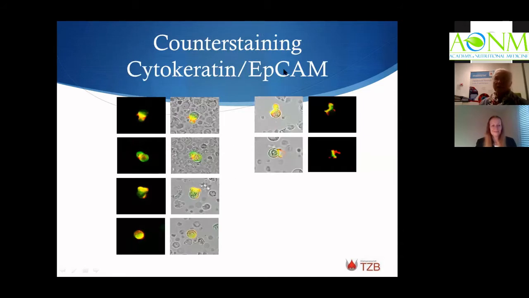We have also counterstained our detection method of EpCAM with a molecule called cytokeratin, which is used by many others. But the disadvantage of cytokeratin is that you need to fix the cells because cytokeratin is intracellular, and then you can't distinguish between live and dead cells anymore. So we show that cytokeratin is expressed in the same cells as EpCAM, but it needs fixing of the cells, and that's what we don't want to do.